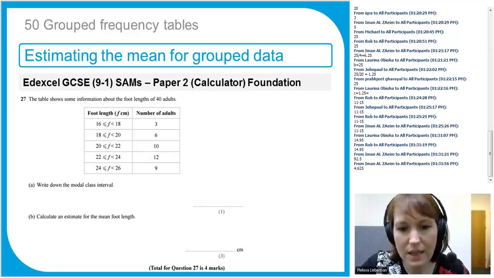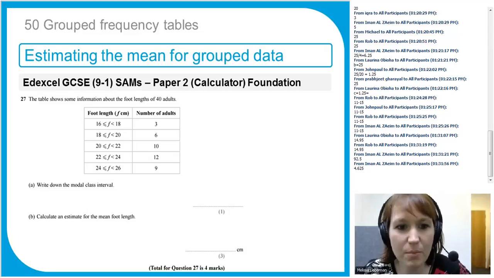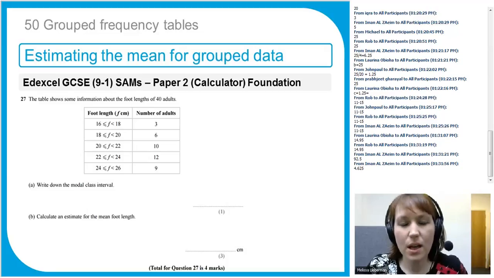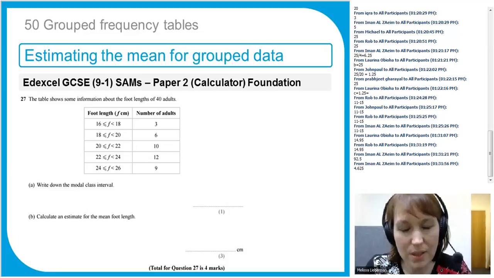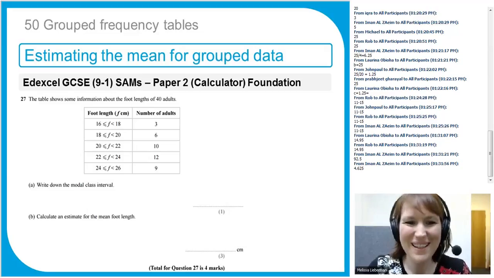So here's a very typical exam style question. The table shows some information about the foot length of 20 adults. Part A is easy enough. Write down the modal class interval. For that, it doesn't say frequency in this table, but the number of adults is the frequency. So we're looking for the one with the most number of people in it. Part A, 1 mark. What is the answer?